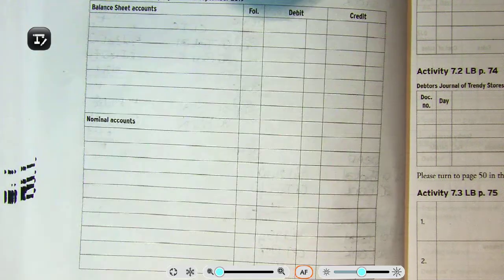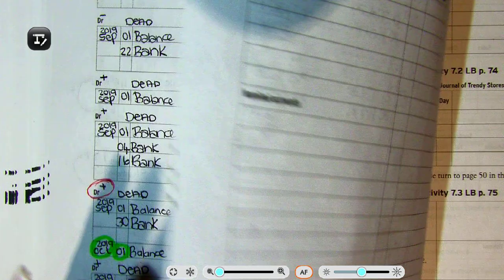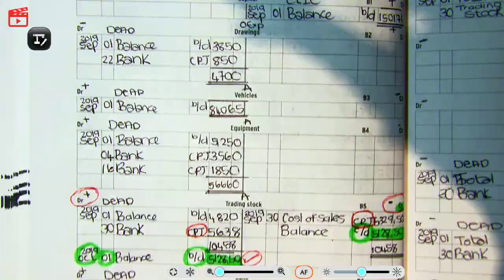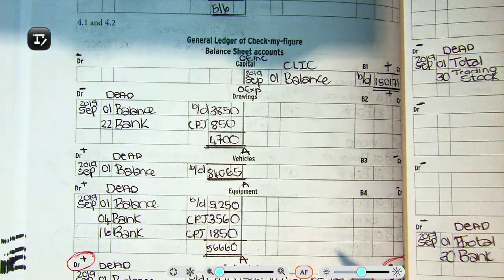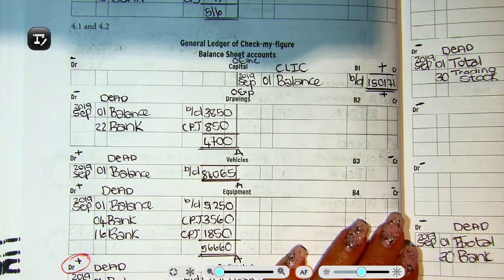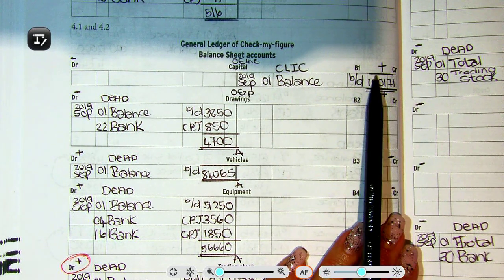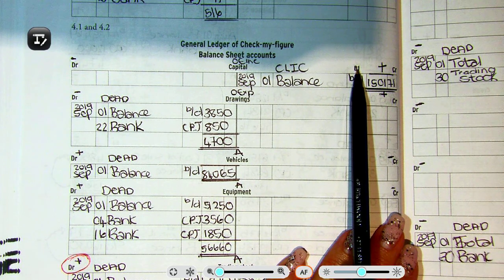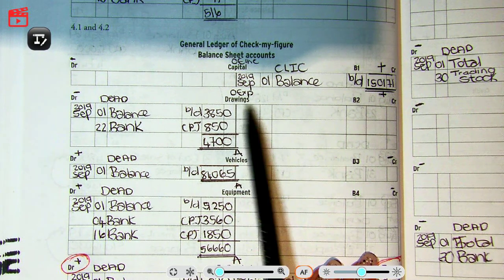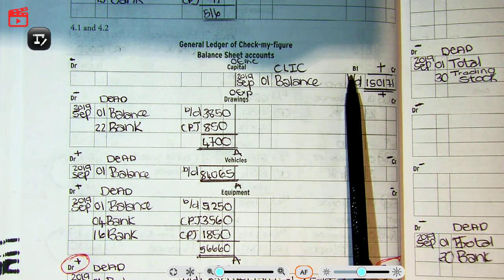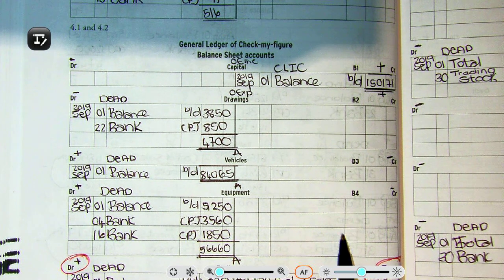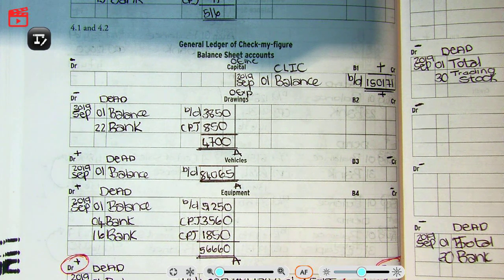Right, so it's very easy to post from your ledger because your ledgers tell you exactly where it goes. So this is, fortunately for you, easy enough because it says capital and capital is B1. Okay, balance sheet number 1. Drawings B2. So this is your folio over there and it shows you exactly what to do. And that's very easy. In a test situation, it's not going to be given to you like this.